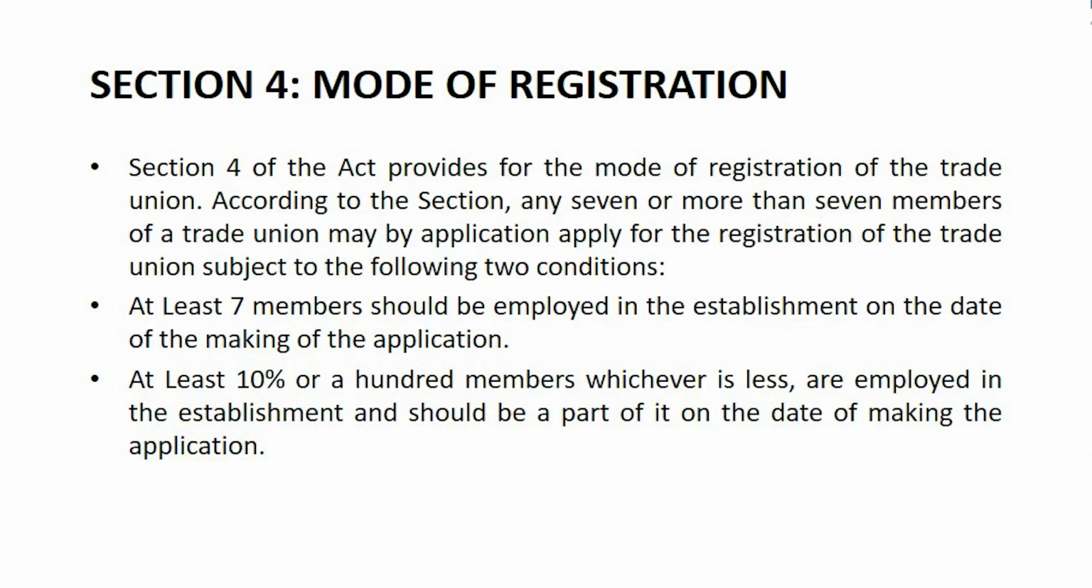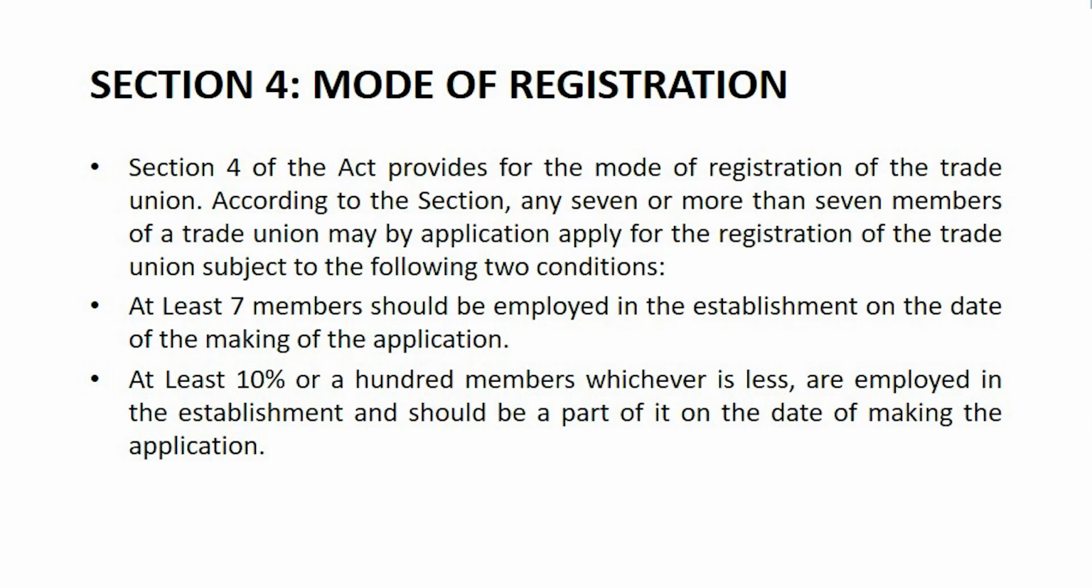Section 4 is talking about the mode of the registration. We are having the trade union, what is the procedure, how they can go for the registration. So in section 4 of the act, it provides for the mode of the registration of a trade union. According to this section, any 7 or more than 7 members of a trade union may by application apply for the registration of a trade union subject to the following 2 conditions. We need 7 members for the trade union. If they want to register, there can be 7 members or it can be more than 7 members, and they would be going for the registration, but they have to take care of 2 more conditions for this.